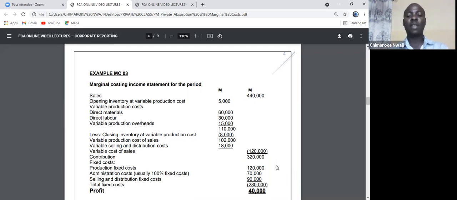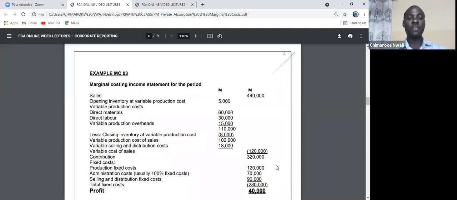Now, when we add them together, we are having 102,000 plus 18,000, you are getting 120,000. Now, this 120,000 is your variable cost of sales. That is your variable costs. Now, when you remove 120,000, because you're supposed to remove variable costs from sales, we are removing 120,000 from 440,000, we have our contribution to be 320,000. Now that's your contribution.